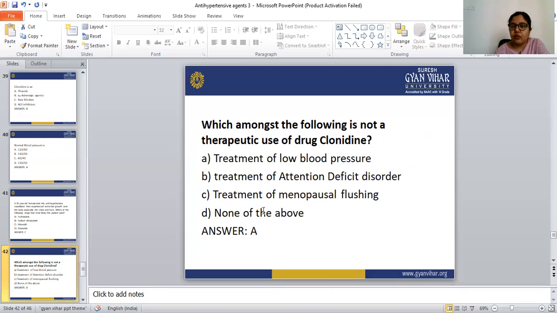Which of the following is not a therapeutic use of the drug clonidine? Treatment of low blood pressure, treatment of attention deficit disorder, treatment of menopausal flushing, none of the above. The correct answer is treatment of low blood pressure, because clonidine is an antihypertensive agent, used in the treatment of high blood pressure. So the correct answer is A.